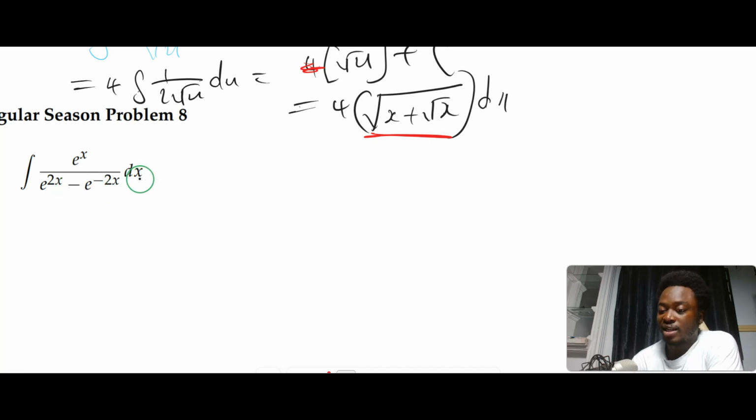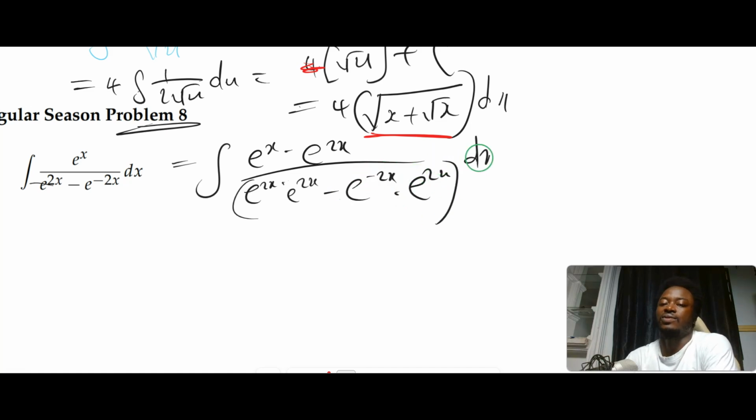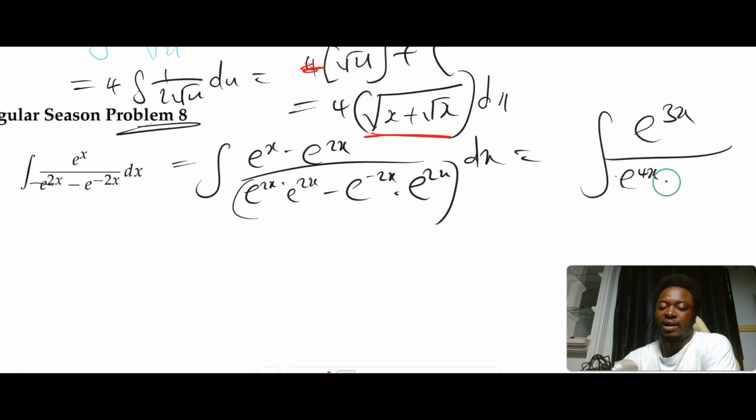Once you see this, I don't think anybody can resist the temptation of multiplying top and bottom by e to the power of 2x. So you will get e to the x times e to the power of 2x, divided by, for problem 8, e to the 2x times e to the 2x minus e to the negative 2x times e to the 2x, dx. So that gives you e to the 3x, and the bottom part you get e to the 4x minus 1, right?